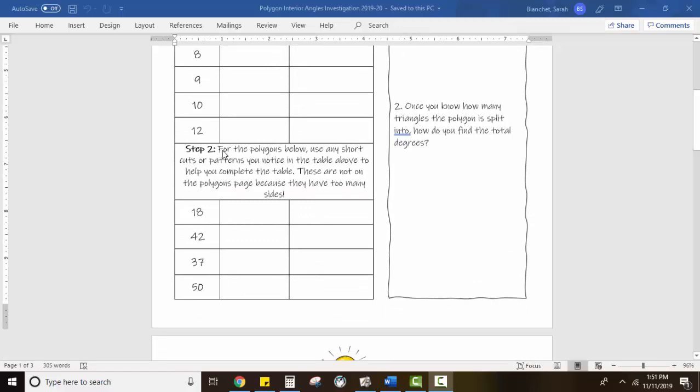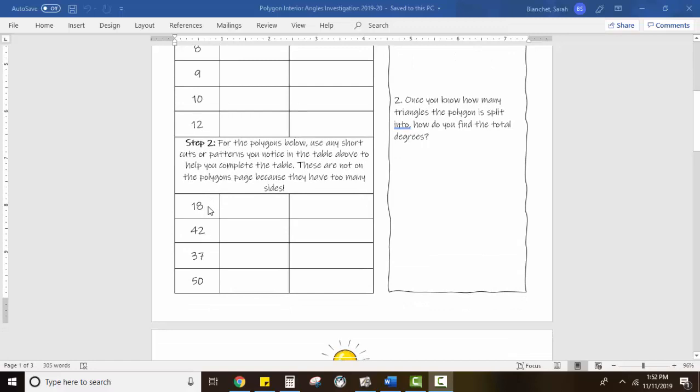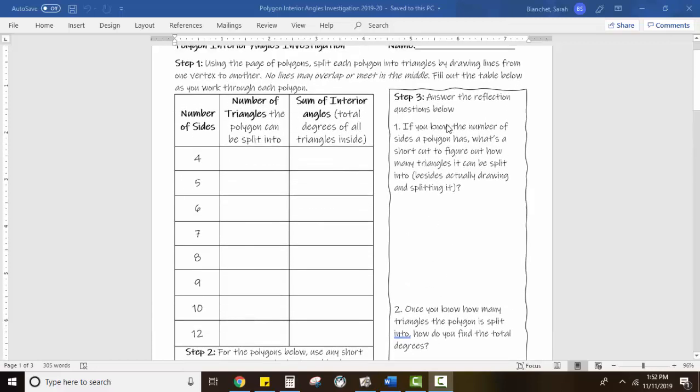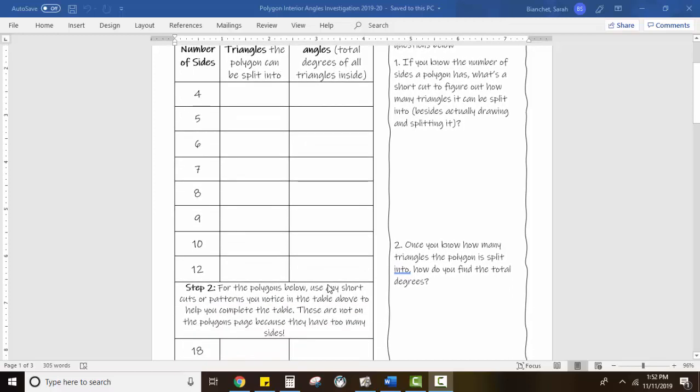Now be careful, it says for step 2, for the polygons below, use any shortcuts or patterns you notice in the tables above to help you complete the table. These are not on the polygons page because they have too many sides. So you're going to have to look for some sort of pattern up here to figure out the degrees in an 18, 42, 37, and 50 sided figure. So that's step 2. And then step 3 is answering these 2 questions. So right now you need to go finish step 1, 2, and 3. When you are done, then you'll push play again. So push pause and do step 1, 2, and 3.